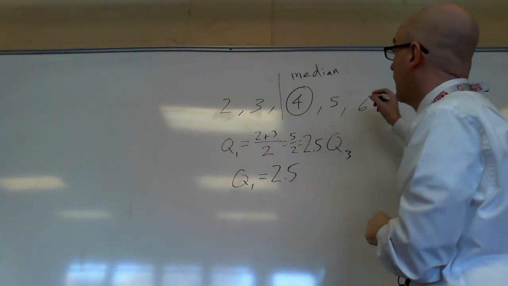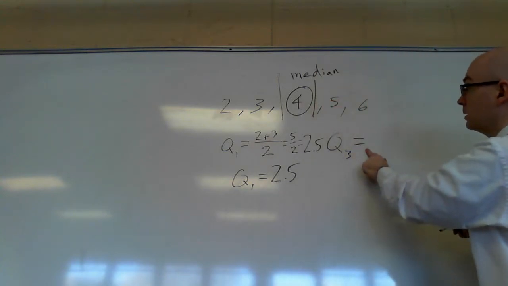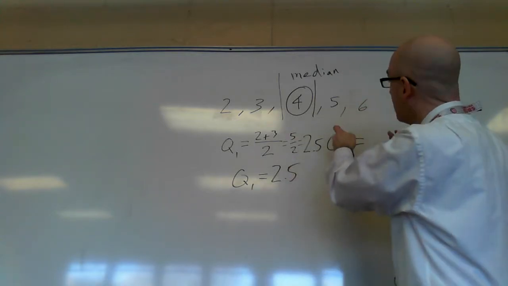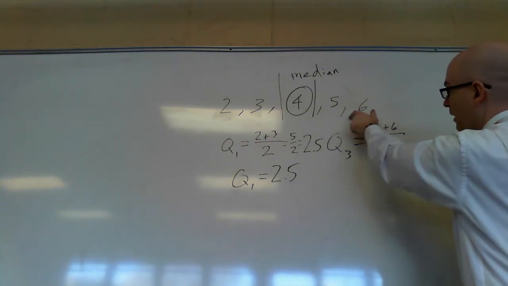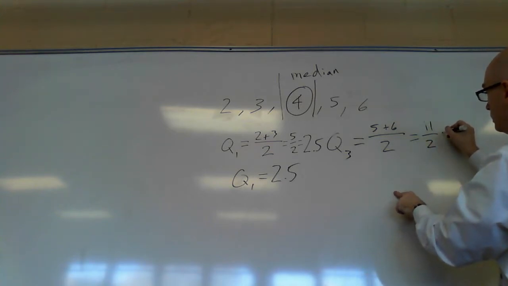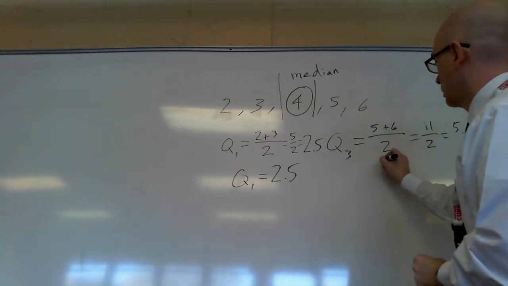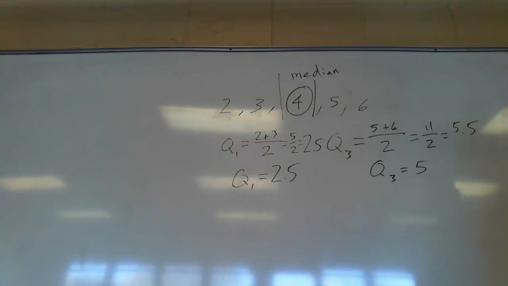Now I look at Q sub 3, my third quartile. And to get that, I'm going to do the same thing, but I'm basically going to be working with the high end. So I've got 5 plus 6 over, again, we've got 2 values in this part. That's 11 over 2, which is going to be just 5.5. Okay, I do see that. Q3 is 5.5.